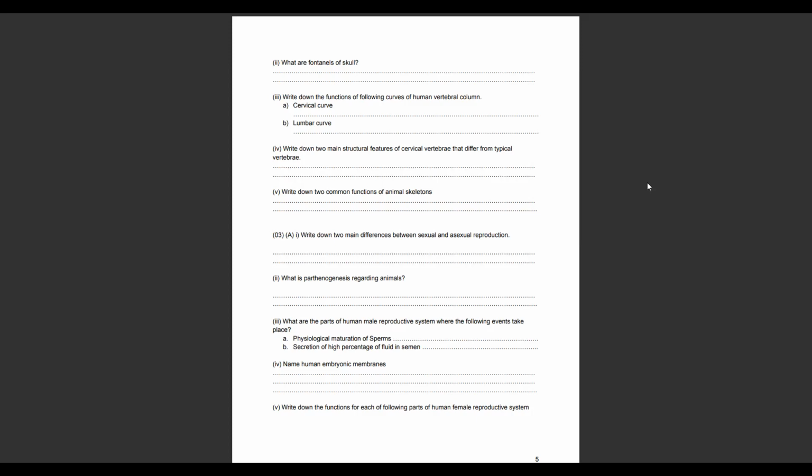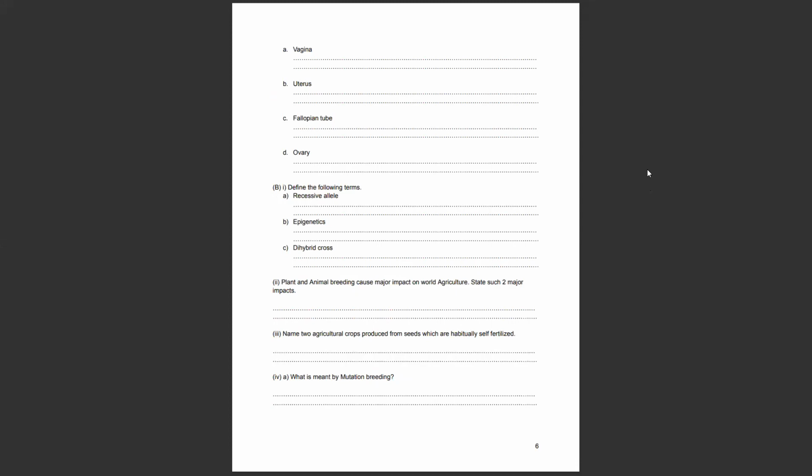4 marks. Write down the function for each of the following parts of the human female reproductive system. Vagina serves as the site where sperms are deposited, 1 mark. Serves as birth canal, 1 mark. Uterus accommodates the fetus during pregnancy, 1 mark. Implantation of embryo, 1 mark. Provides contraction for childbirth, 1 mark. C, fallopian tube, site where fertilization takes place, 1 mark. D, ovary, produces female sex hormones, 1 mark. Produces ova, 1 mark.